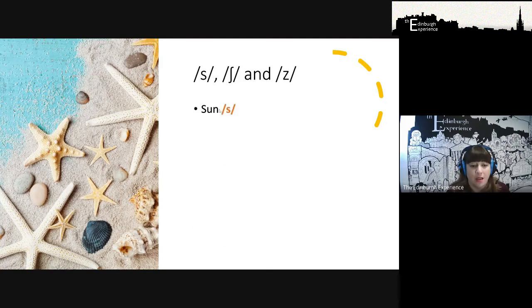Okay, so s is like this one here in sun, s, like a snake. Okay, s. So to do that, you should feel your tongue is pressing up a little bit in your mouth, not quite touching the roof of your mouth, and resting between your teeth. The second sound is the sh of should.